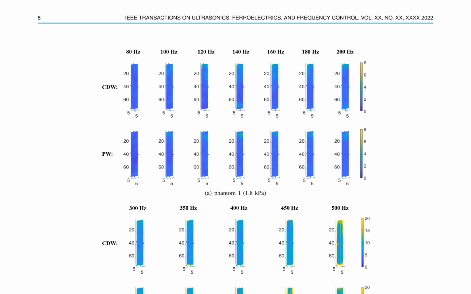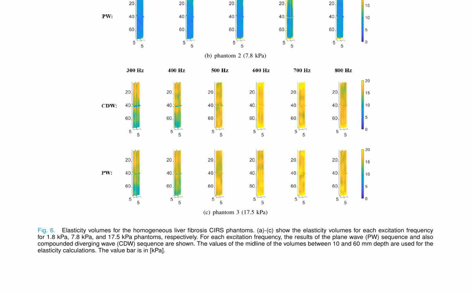The elasticity volumes are calculated using the values along the midline of the volumes between 10 and 60 mm depth. The color bar is scaled in kPa, facilitating the visualization of the elasticity distribution within each phantom. The PW sequence and CDW sequence are evaluated side by side to assess their performance in capturing the elasticity patterns in the phantoms. The elasticity volumes for the 1.8 kPa phantom demonstrate a relatively uniform distribution of elasticity values, with both sequences producing similar patterns.